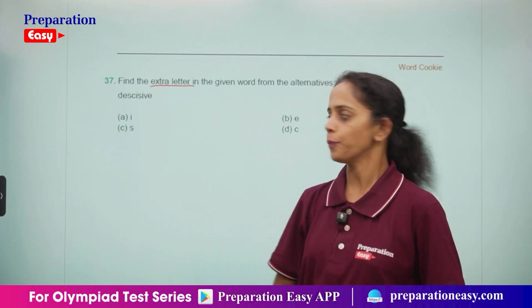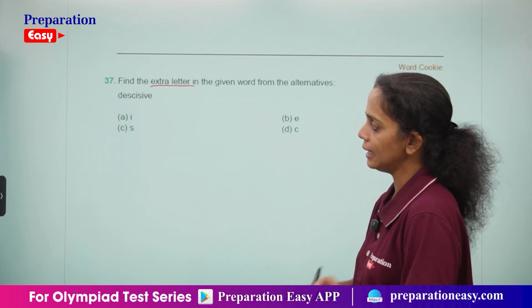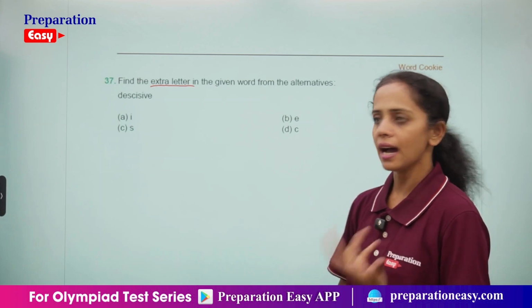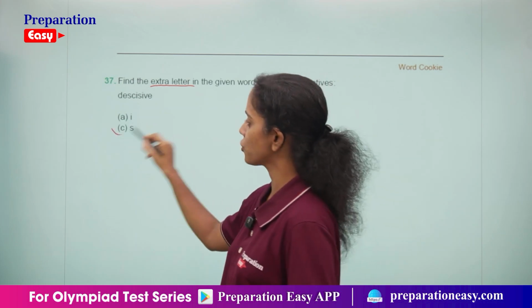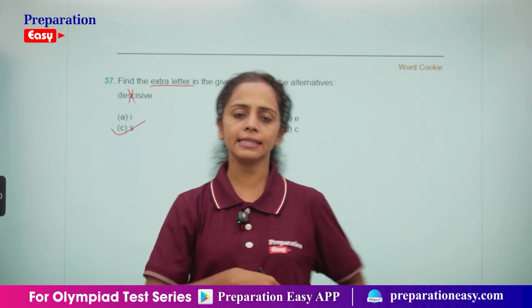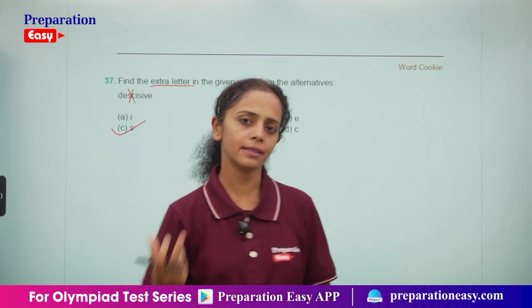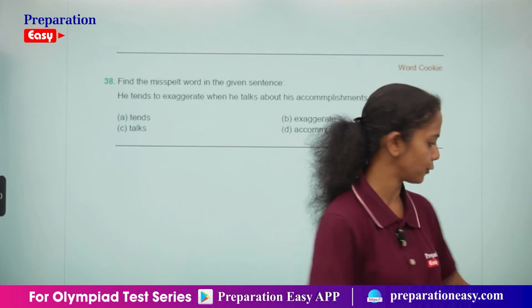Is decisive. The spelling of decisive is D-E-C-I-V-E. Yes, the extra letter is S. D-E-C-I-S-I-V-E. This is the actual spelling of decisive.